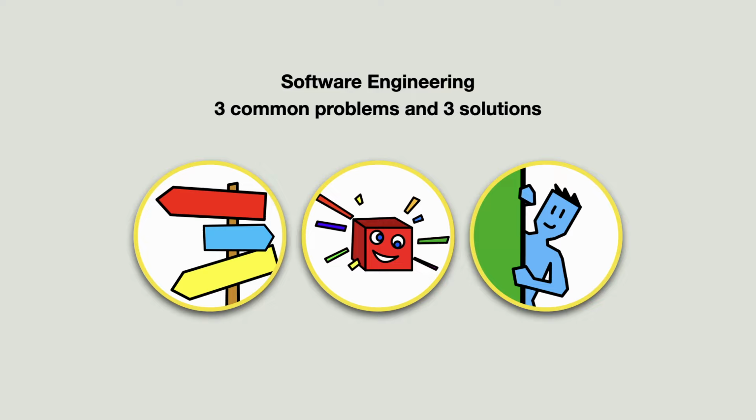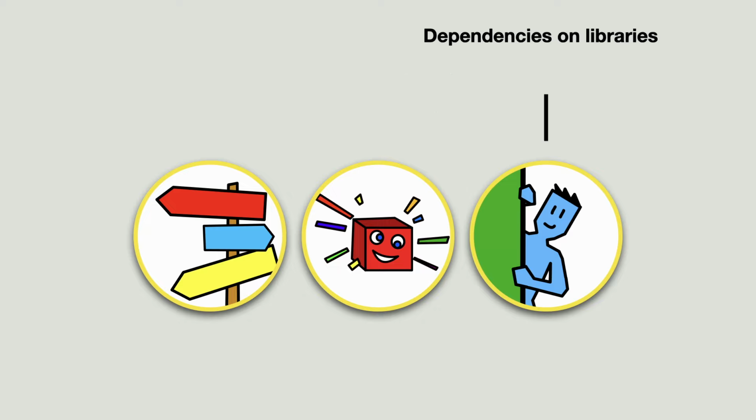This video is part of my software engineering series, 3 common problems and 3 solutions. In this part you will see the third problem, depending on libraries. And solution, hide them behind an interface.